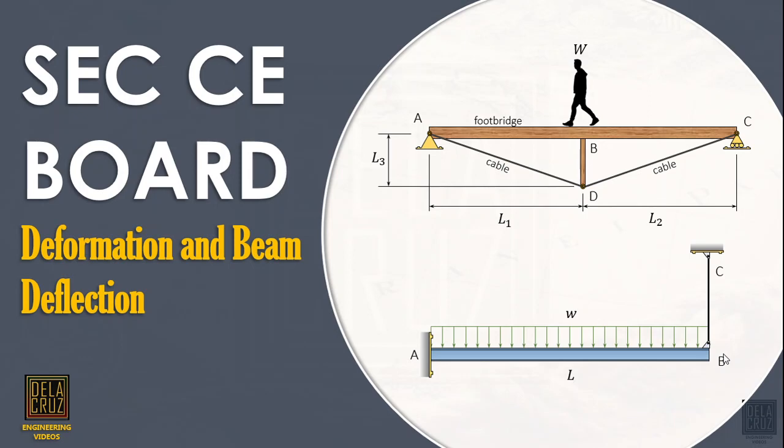So in this video, we'll be solving a problem on structural engineering and construction. To be specific, this topic will be involving strength of materials and mechanics, the deformation and the beam deflection. You can check this problem, CE board May 2018, if I am not mistaken. All right, so let's start to solve these problems.